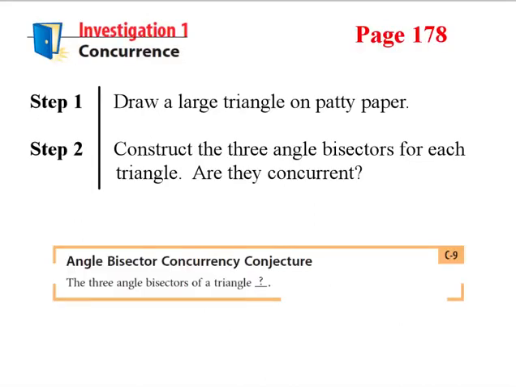So you have some patty paper at your table. You need to go ahead and, step 1, draw a large triangle on patty paper. Okay, so you're going to do this with your groups. You're going to start by drawing a large triangle. Now, I would probably use a straight edge. Yes, it needs to be a triangle. It doesn't need to be wavy lines. Draw a large triangle on your patty paper.